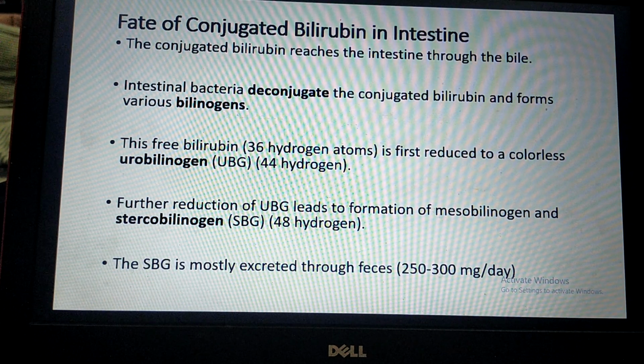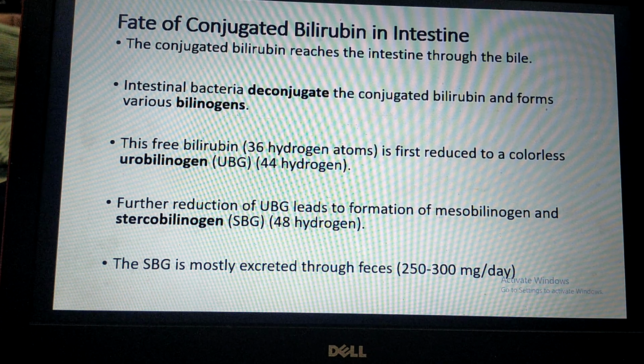Now through the bile, this bilirubin enters into the small intestine. If you know the anatomy, the biliary tree starts from the liver and opens into the second part of the duodenum. So bile enters into the duodenum. Along with bile, conjugated bilirubin also enters into the duodenum. From duodenum it goes to the jejunum, ileum and large intestine.